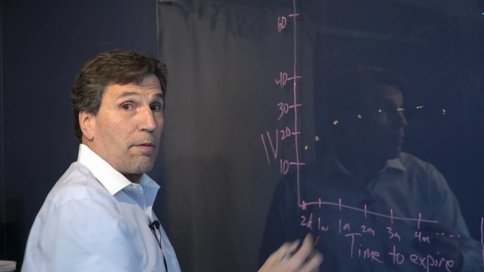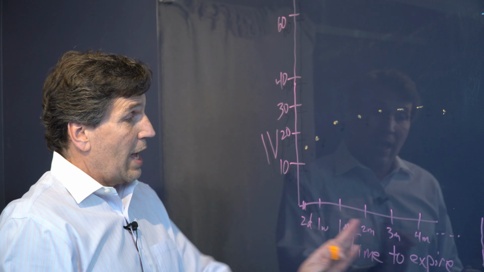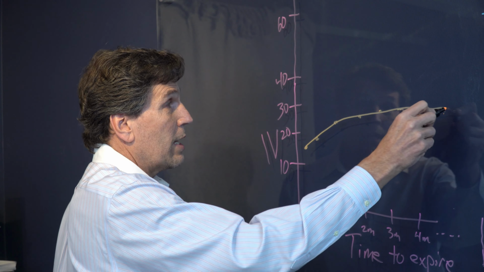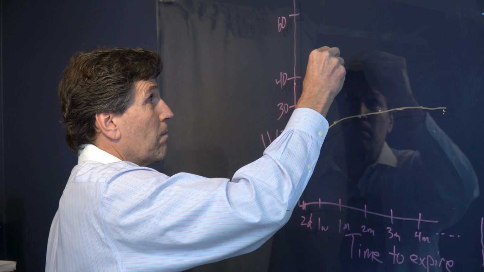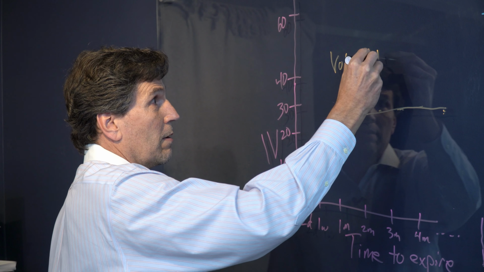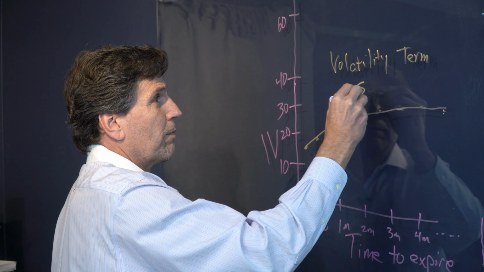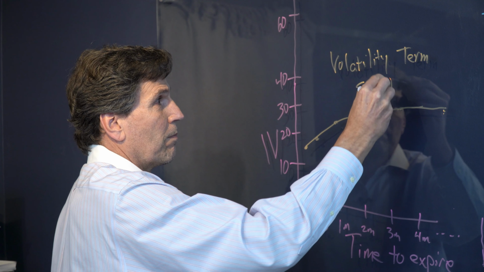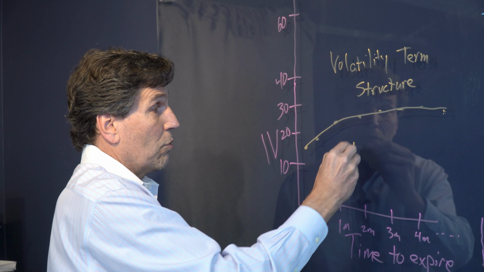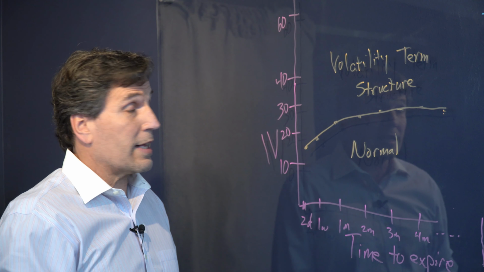And so you get the implied volatility of the options at these different terms, and it creates what's called a volatility term structure. This is what we would call normal. Markets are almost always like that.